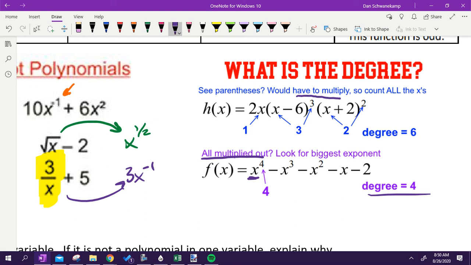Okay, so you got to think, I got an x here, 2x, and I'm going to multiply x minus 6 times x minus 6 times x minus 6, and then x plus 2 times x plus 2. If you were to multiply that all out, the biggest thing you would have is an x to the 6th power. So the degree would be 6. So you just got to pay attention. Is it factored, or has it been factored already, or not? Is it in standard form? Everybody good with those concepts?